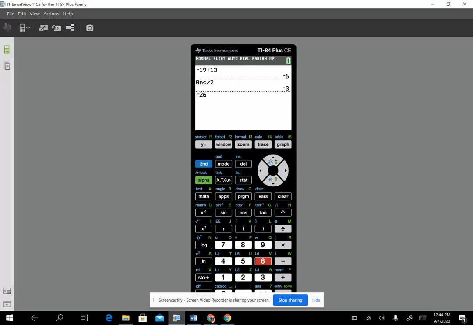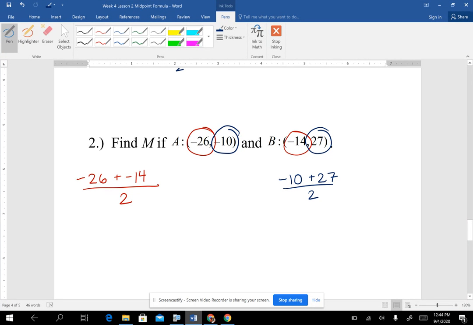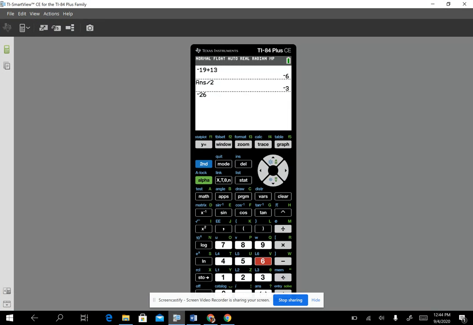So I'll show you one more time what to do with that in the calculator. It was -26 and -14. -26 plus -14. That did not do what I was asking it to do. -14. All right, hit equals, then divide by 2, and that gives you negative 20.